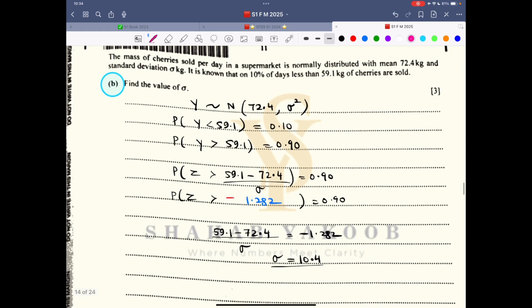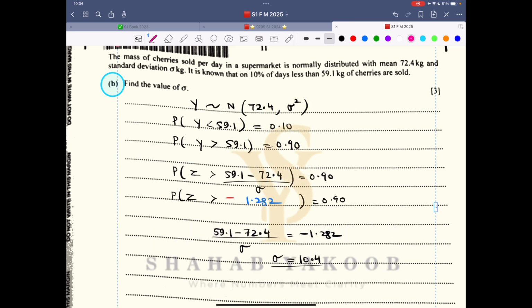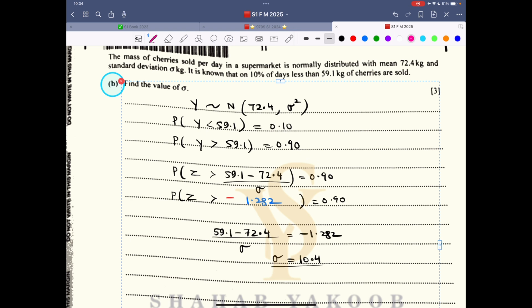Second part. The mass of cherries. So that was, I think, peaches, and now it's about cherries. So the mass of cherries follows a normal distribution. This is the mean, so let me highlight it. That's the mean. The standard deviation is sigma. It is known that 10% of the days less than 59.1 kg of cherries are sold.